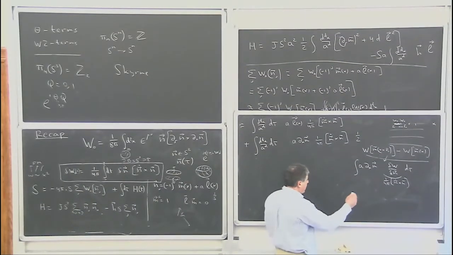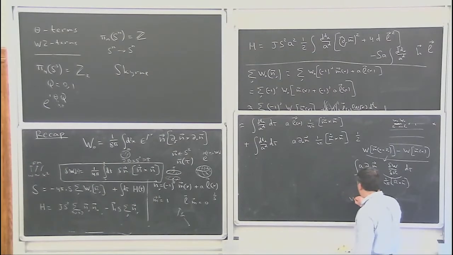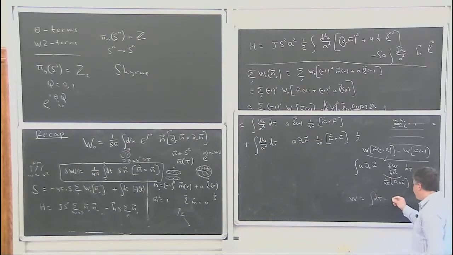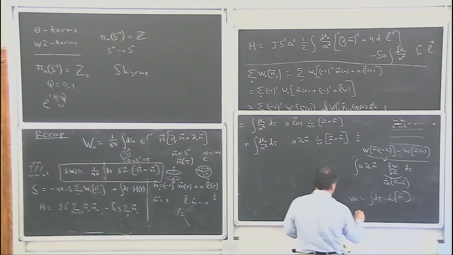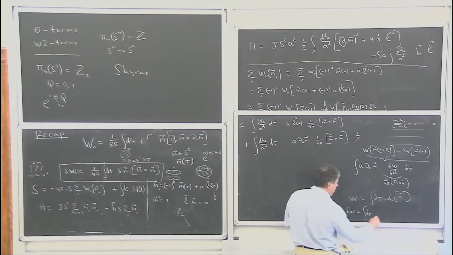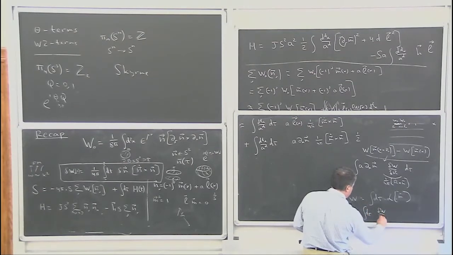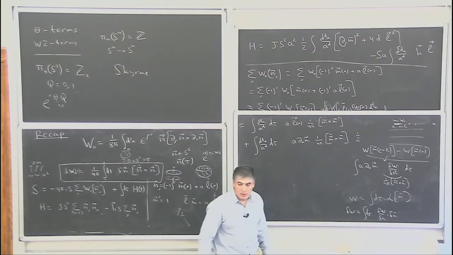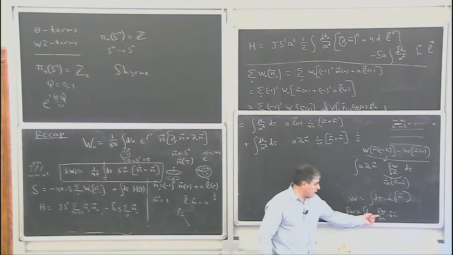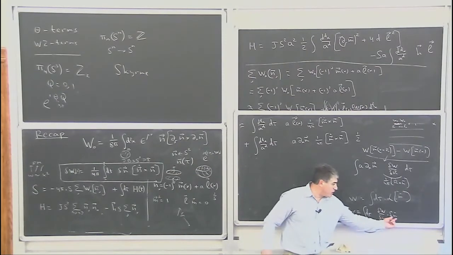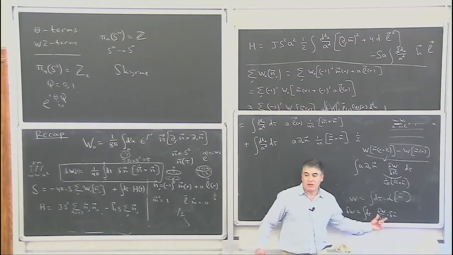Let me remind you the general formula. If you have a functional, which is an integral over tau of some Lagrangian of m, then by definition, the variation of W I write this way, as an integral, with this notation. So this is what is called the functional derivative. You take a variation, and the coefficient in front of this variation under the integral is called the functional derivative.